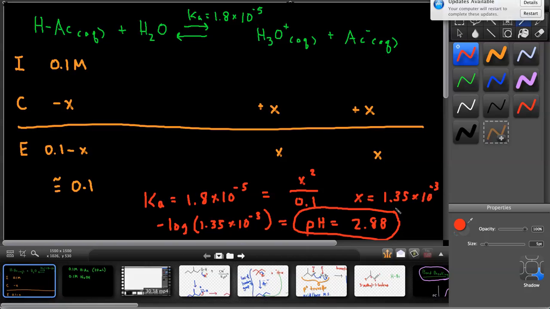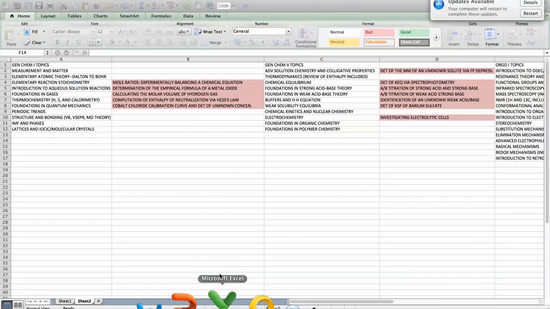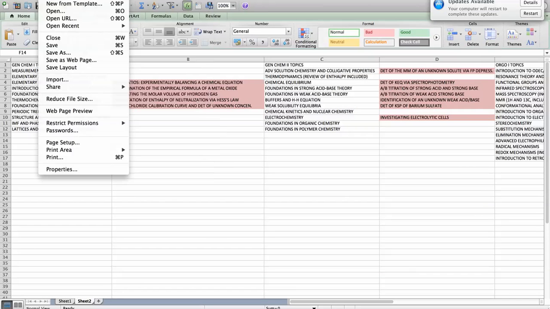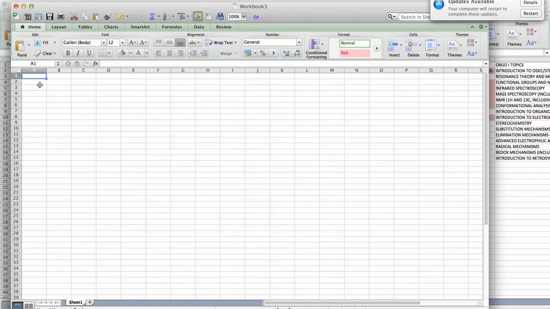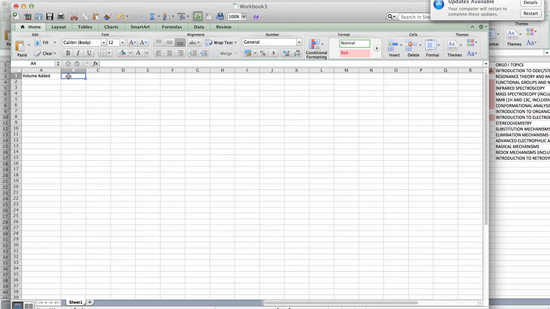So what I'm going to do now is open up an Excel spreadsheet. And we're going to have volume added. Volume added is our base, NaOH. And we're going to have our pH. And so when I've added 0, the initial pH should be 2.88. I'm going to go to 2 units past the decimal point.